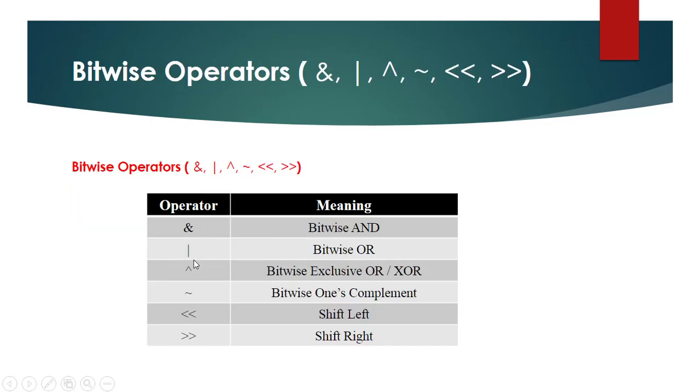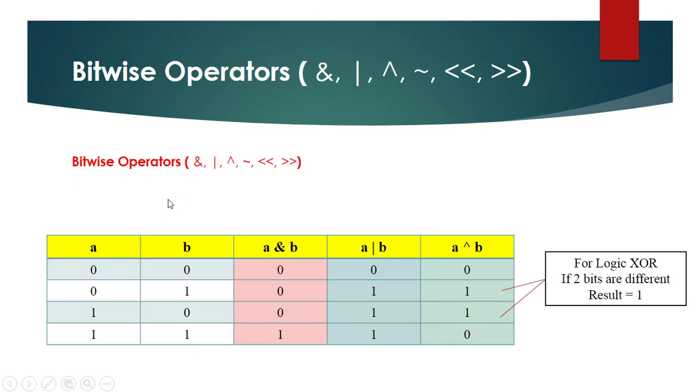Next operator is the bitwise operator. Here these are the symbols of the bitwise operators. This is called bitwise AND, this is bitwise OR, this is bitwise exclusive OR, or you can say XOR. This is bitwise ones complement, this is shift left, and this is shift right. These are the bitwise operators. Let's see with an example.